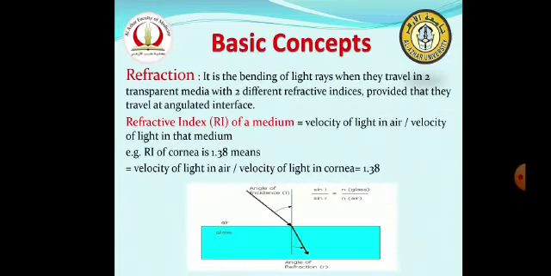What is the meaning of refraction? It is the bending of light rays when they travel into transparent media with two different refractive indices, provided that they travel in an angulated interface. Refractive index of a medium equals velocity of light in air over velocity of light in that medium. For example, refractive index of the cornea equals 1.38, which means velocity of light in air over velocity of light in cornea equals 1.38.